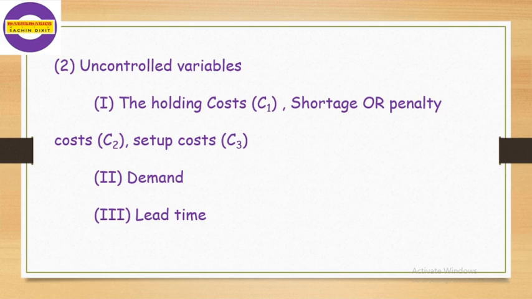And second one is probabilistic demand. This occurs when the demand over a certain period of time is not known with certainty, but its pattern can be described by a known probability distribution. A probabilistic demand may be either stationary or non-stationary over time.